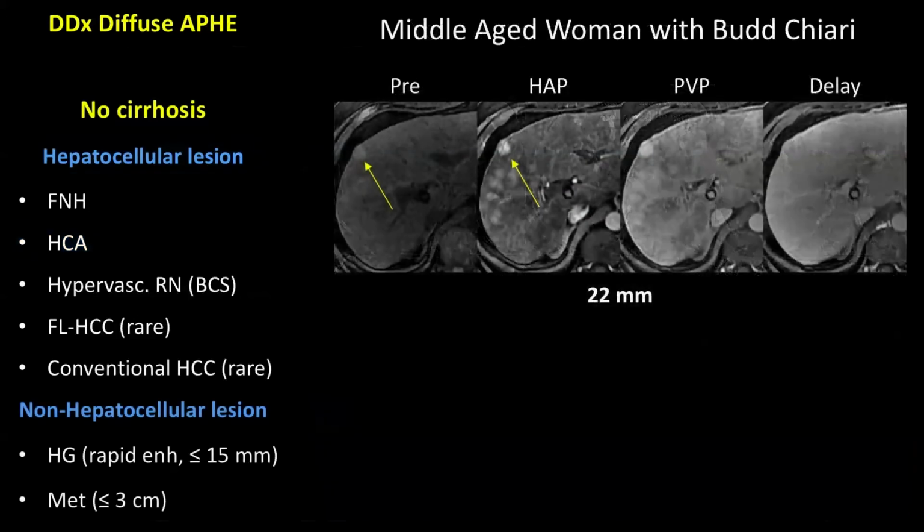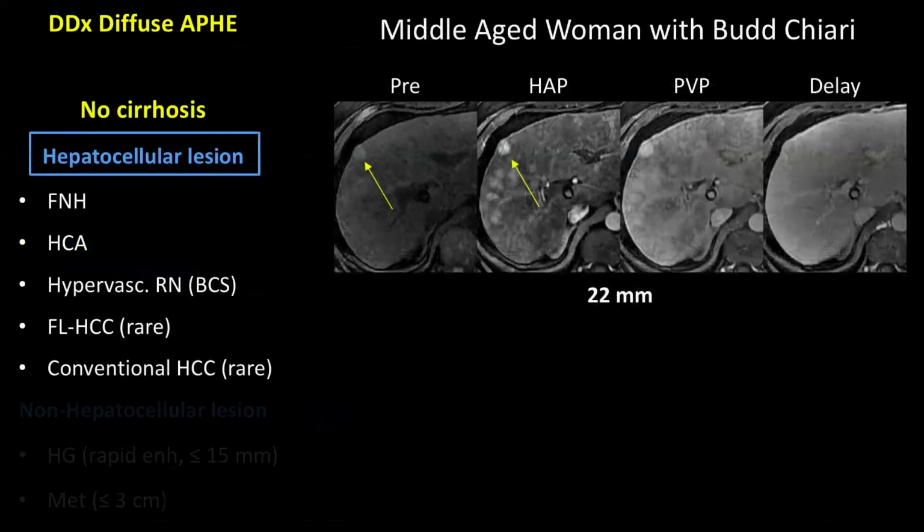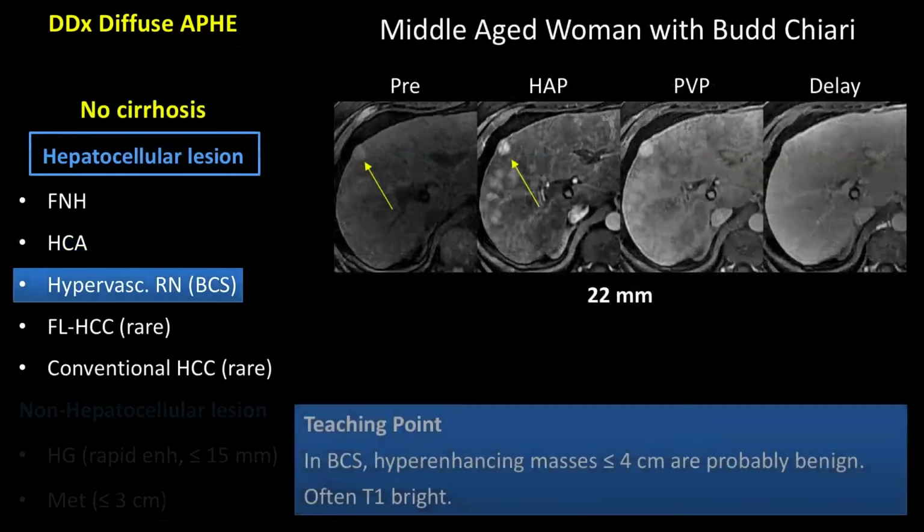Oh, time will tell. Okay, now this patient has Budd-Chiari syndrome, and there's a lesion in the liver with diffuse arterial phase hyperenhancement. And so now what are we thinking this is? Well, we think this is a hepatocellular lesion. Patient has Budd-Chiari, so we're thinking this is a hypervascular regenerative nodule. So the teaching point is that in Budd-Chiari syndrome, a hyper-enhancing mass is often benign.